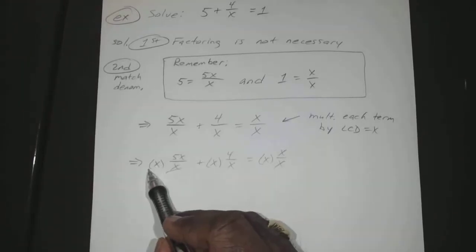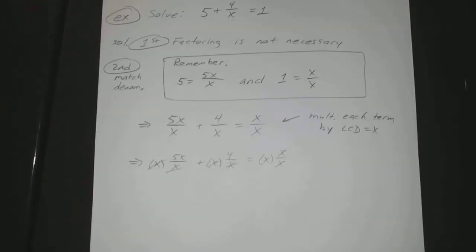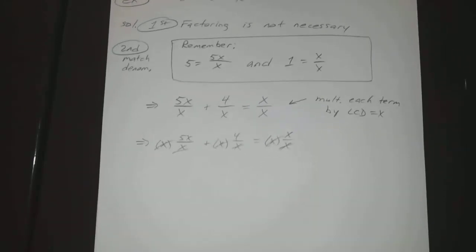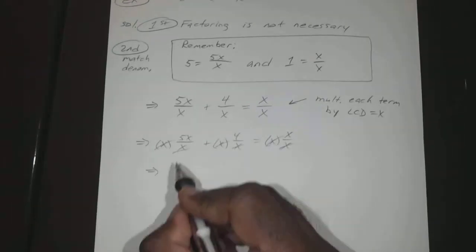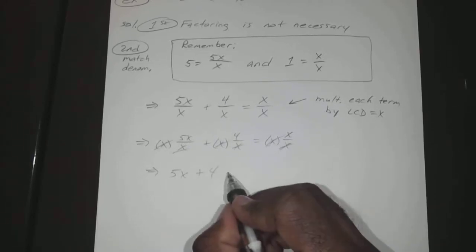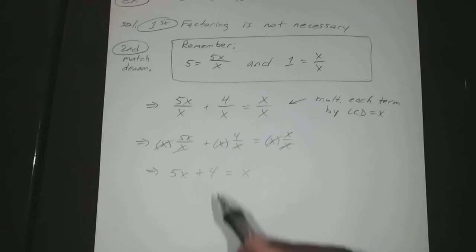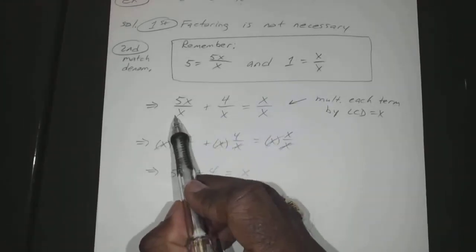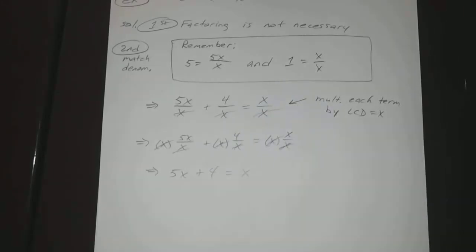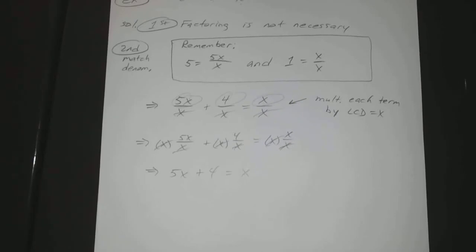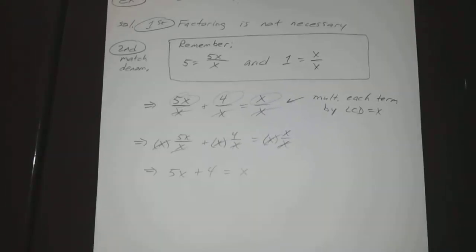Okay, so these two will cancel out, those two will cancel out, and those two will cancel out. Which leaves you with 5x plus 4 equals x. So here, once you have the same denominator across both sides of the equal sign, these will just cancel out. So that's why we're left with just our numerator. So this step here, you can really skip it once you match all the denominators.